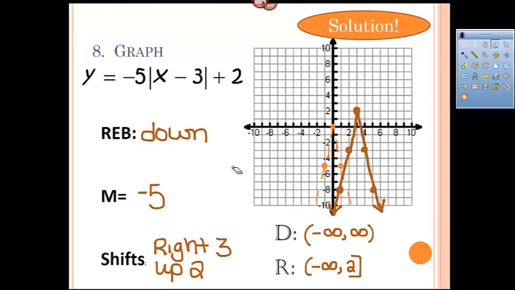So here is the answer. Notice the interval notation. Since we're going down, A is negative, so that means we're going down. We start at the 2 because that's your vertex, and then go down from there, which means negative infinity to positive 2 is your range. But again, domain always is negative infinity to infinity.